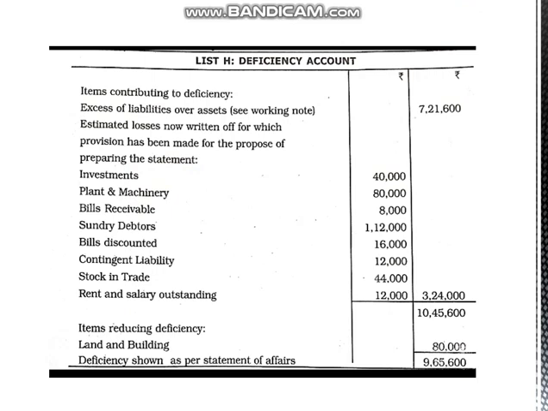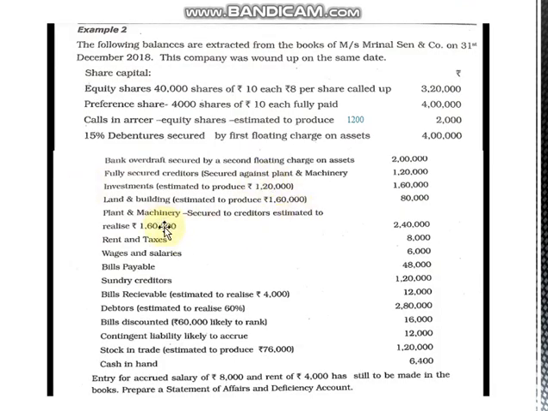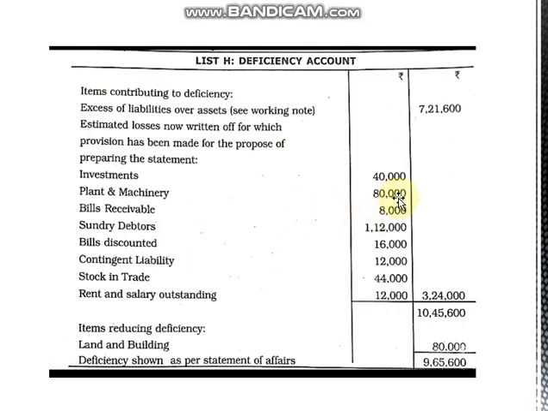Plant and machinery also, bills receivables, etc. For example, plant and machinery 1,60,000 was its realizable value, but its actual value was 2,40,000. So there was a deficiency of 80,000 rupees, which we are carrying here, 80,000. Like that you calculate each item's value of deficiency, and as sum total you will get 3,24,000 rupees. And 3,24,000 plus 7,21,600, you will get 10,45,600.